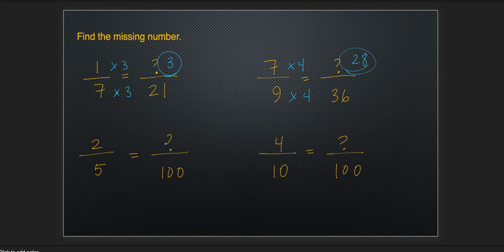Next, 2 over 5 equals what over 100? And if you want to pause the video and try these at this point, go ahead and do that. And so 5 times what is 100? And that'll be 20. So we have to multiply 2 times 20. That gives us 40, our answer. So 10 times what is 100? And that's 10. So 4 times 10 then is 40, which is our answer. So that's all you do for those. Instead of reducing fractions or simplifying fractions, we're blowing them up, going the opposite direction.